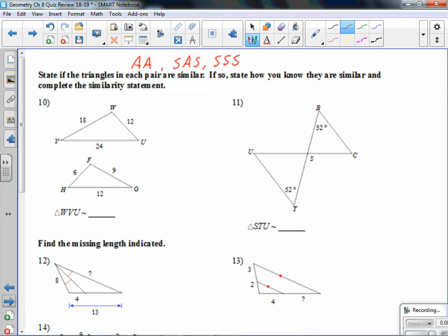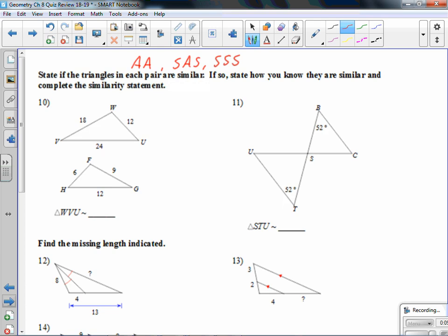So angle, angle, you're looking for 2 angles that are congruent. Side, angle, side, you're looking for one set of angles that are congruent, and then the 2 sides that make each one of those angles being proportional. And then side, side, side, you're just looking for all 3 sides being proportional. And you usually tell what you're trying to solve for based on what they give you.